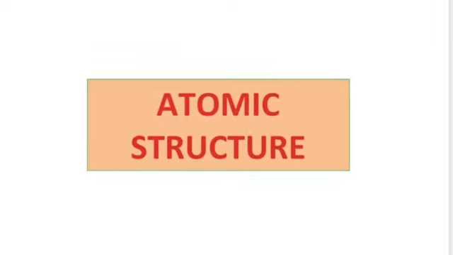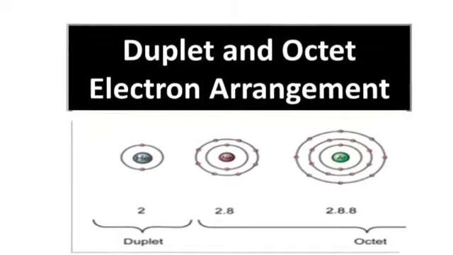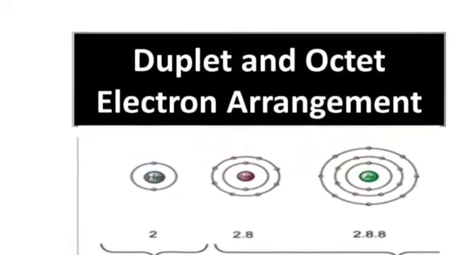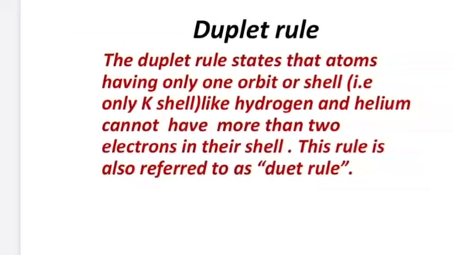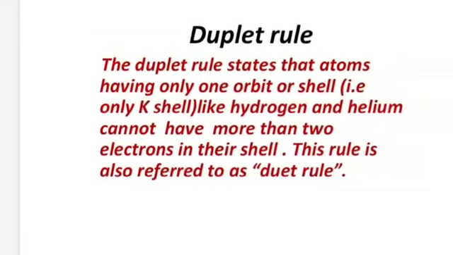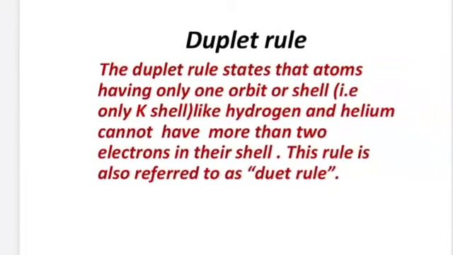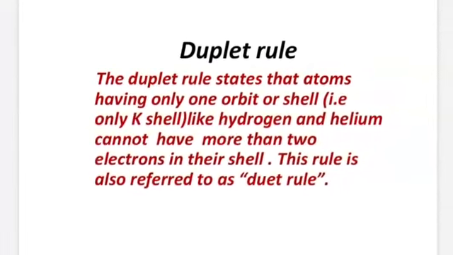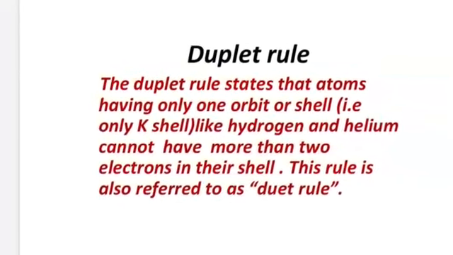So, let's start with the third session of the chapter Atomic Structure. At the start, we will discuss the duplet and octet electron arrangement. The duplet rule states that atoms having only one orbit, like hydrogen and helium, cannot have more than 2 electrons in their shell. This rule is also referred to as the duet rule.